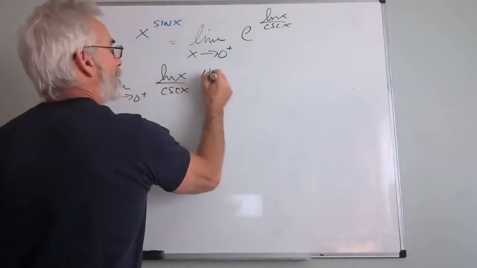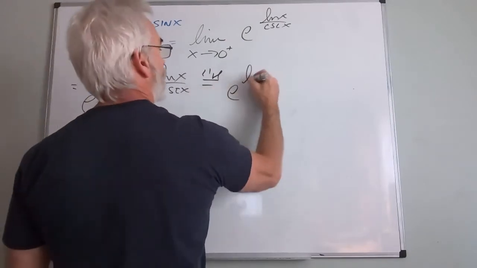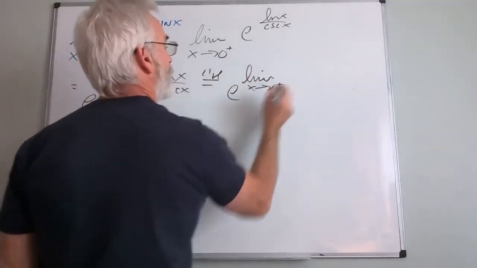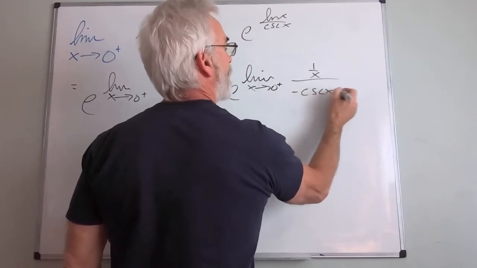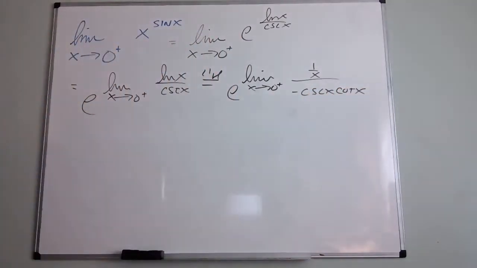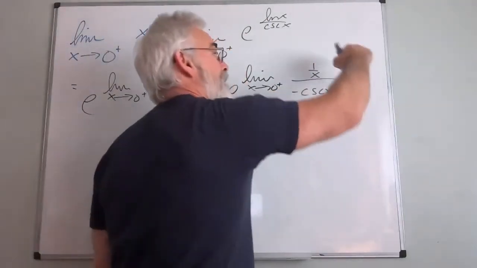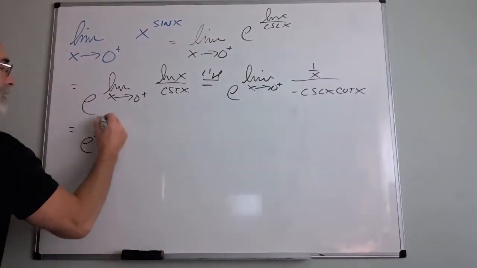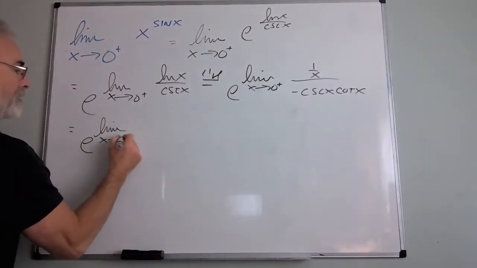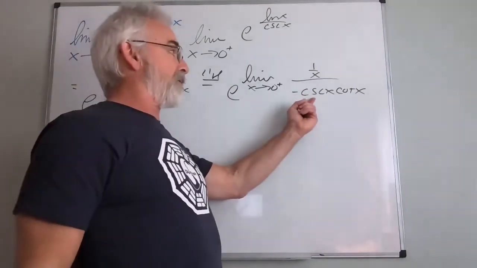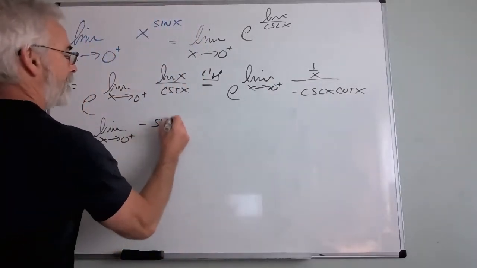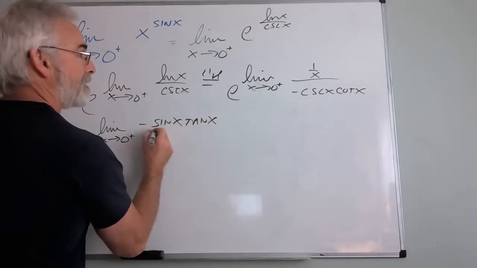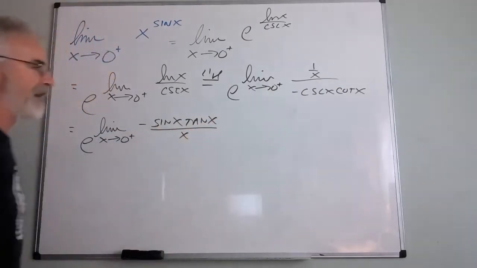We're going to L'Hopital it. And we're going to get e to the limit as x goes to 0 from the right of 1 over x over negative cosecant x cotan x. And that's a big yikes. But I can move these guys back into the numerator easily enough. The reciprocal of the cosecant, of course, is the sine, and the reciprocal of cotangent is the tan function. So now I have negative sine x tan x over x.